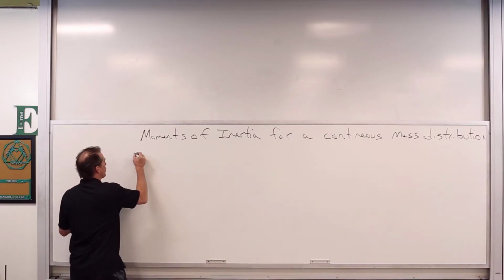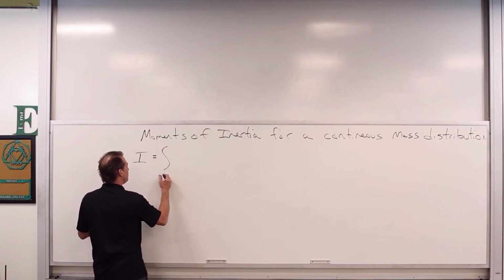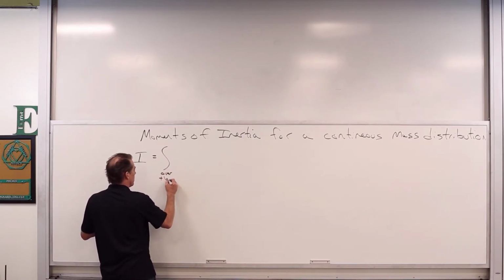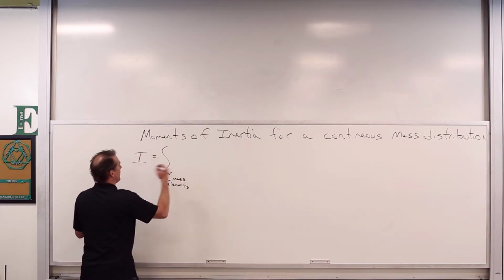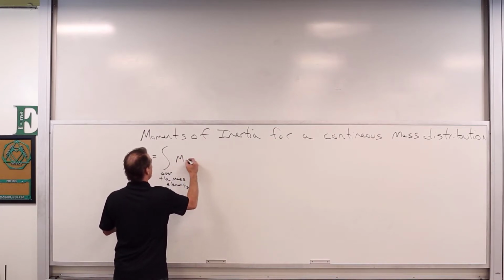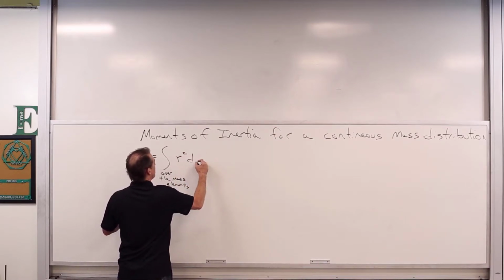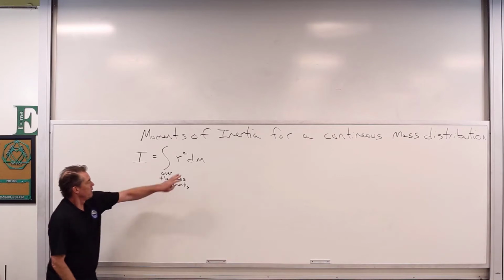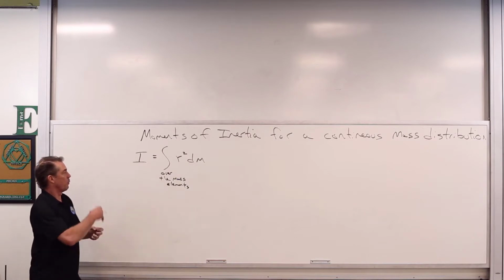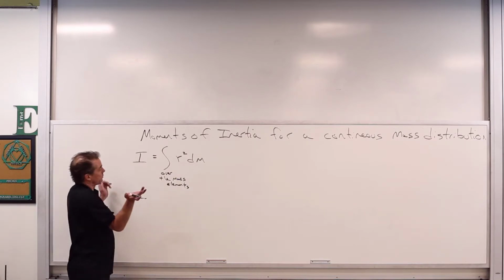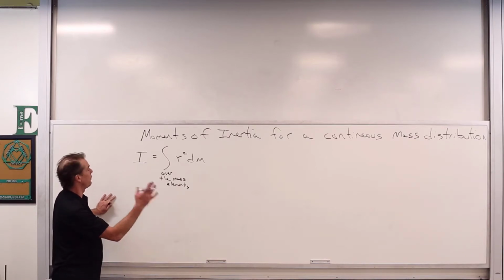So if we're talking about moments of inertia for continuous mass distributions, we can write that the moment of inertia, I, is equal to the integral over the mass elements of r squared dm. The individual mass elements are at locations relative to the axis of rotation, some radial distance away from it, r, and this is what we ultimately write out for a continuous mass distribution.